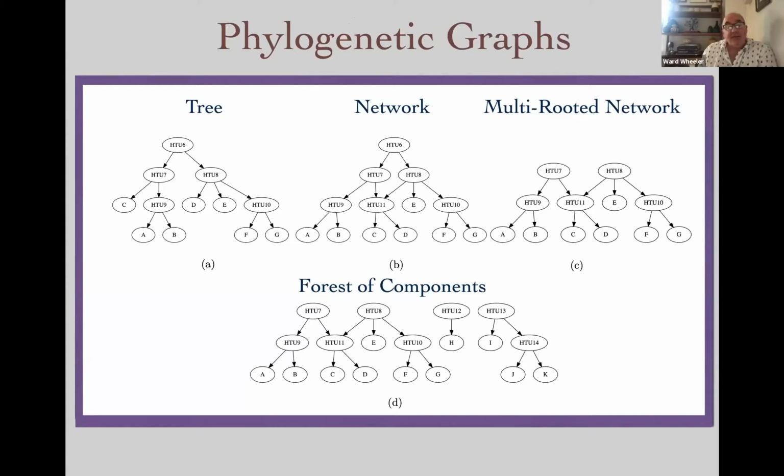On the top left, we have a tree that we're all familiar with. In the center, we have networks where you see H211 has 2 parents. And you can have a multi-rooted network where you have multiple roots. And let's say these are different groups that have some sort of horizontal exchange, but we don't know how those 2 groups go together. And we can also have forests of these with multiple components that are networks, trees, or multi-rooted.